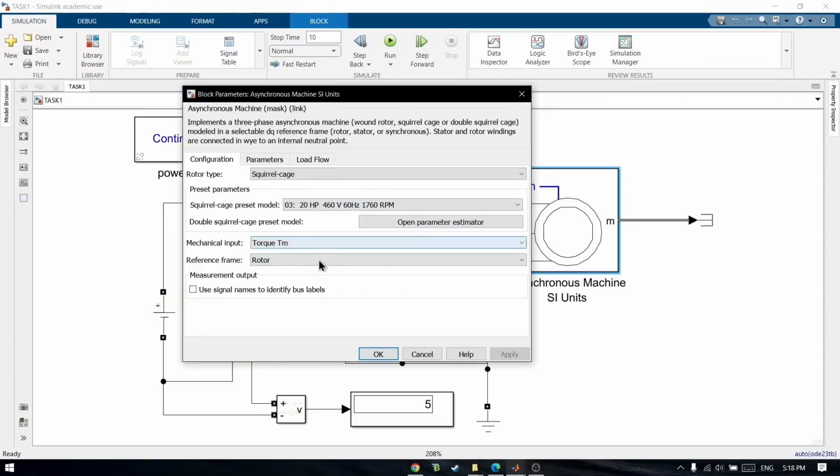And for mechanical input, we use torque, TM. The motor's mechanical input is configured as torque because this test does not involve rotational motion. There is no rotational motion because the rotor is stationary. In other words, no mechanical speed is involved, so the torque input is used to define the external condition always acting on the motor.